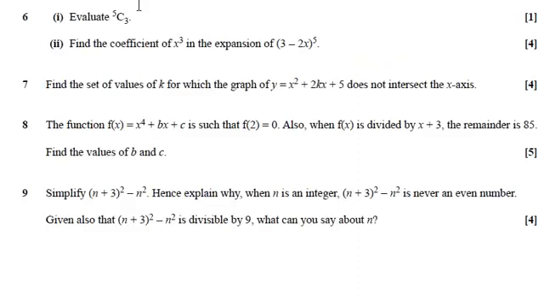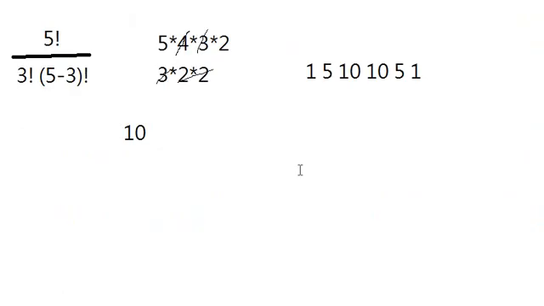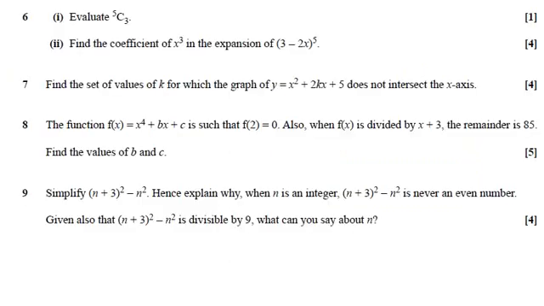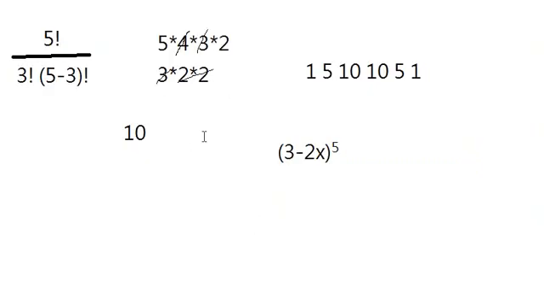So that's this part. Now part 2, find the coefficient of x cubed in the expansion of 3 minus 2x to the power 5. MEI OCR papers are obsessed with binomial expansion, which I know is a good question, but it's largely not essential. Okay, so 3 minus 2x to the power 5, that's the question. Now we need to find the third coefficient.